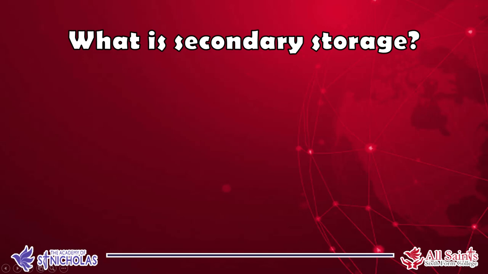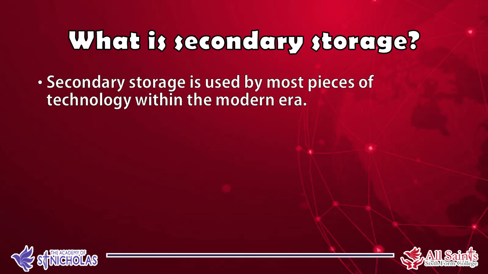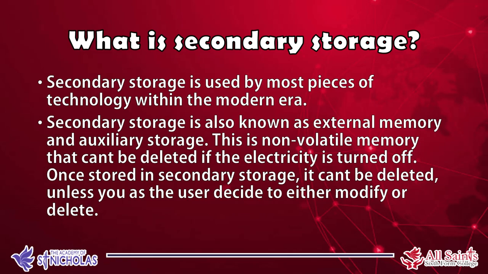Now, the next one is storage. Storage is used a lot in the new computer systems. It's normally classed as external memory or auxiliary. In other words, it's backup memory. It's classed as non-volatile. In other words, it can't be deleted if the electricity is turned off.